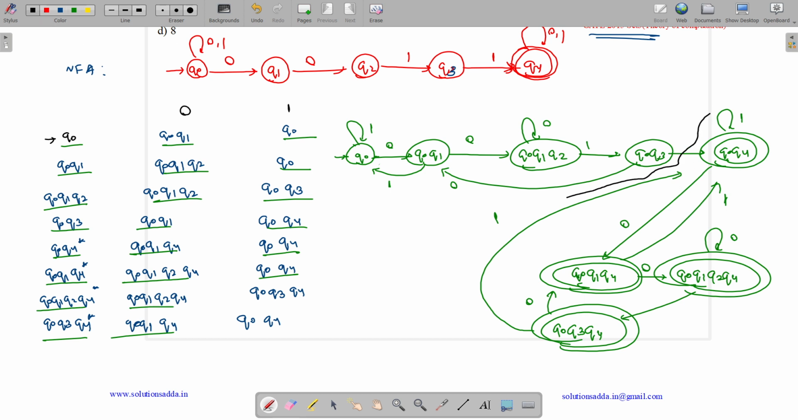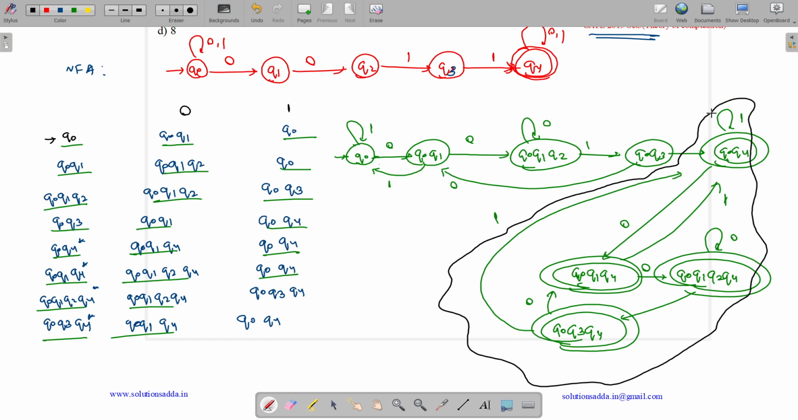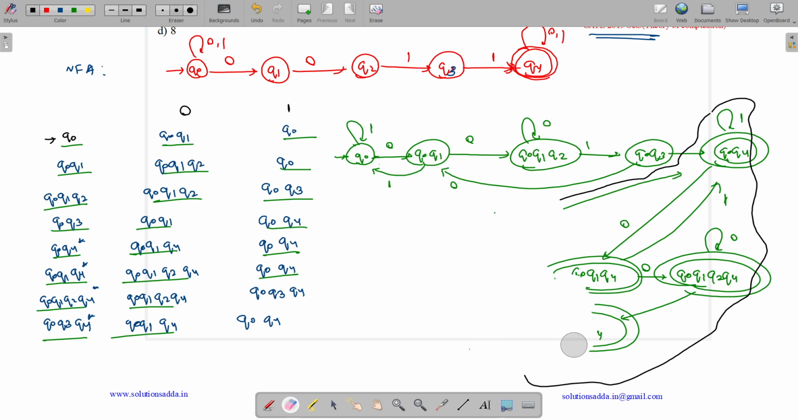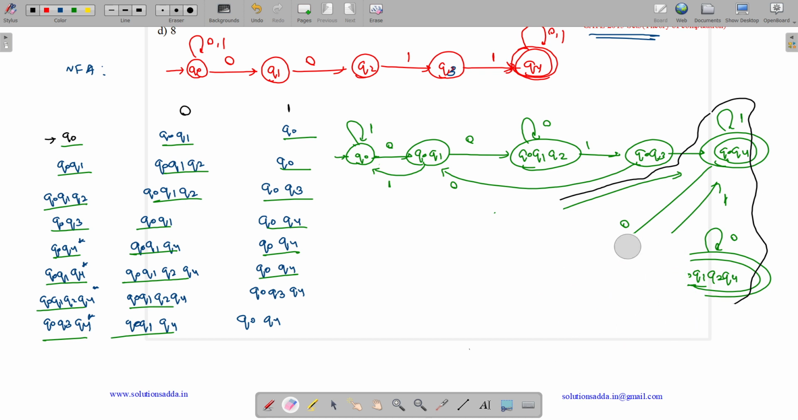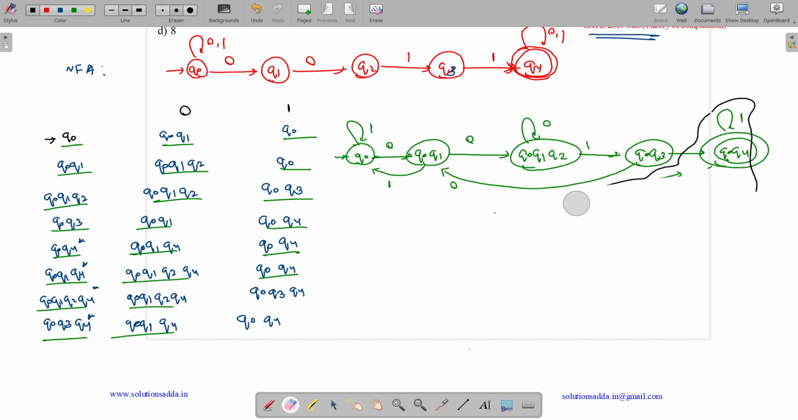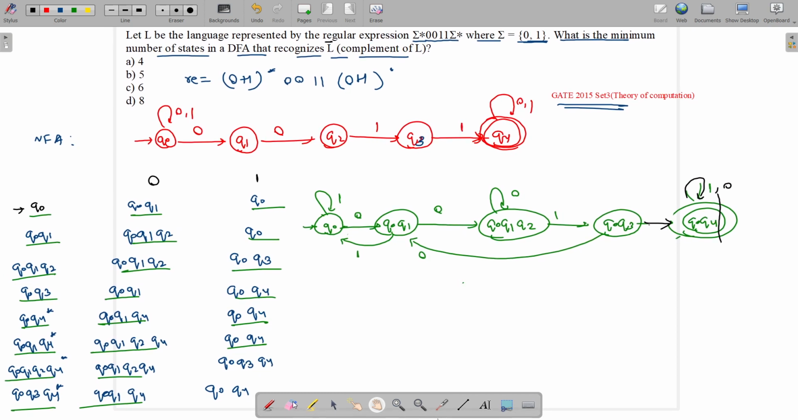Now see carefully. This entire part has nothing but final states looping on themselves, so we can minimize this entire part to a single final state. As here we are just looping in the final states only, we can minimize it. So we will have something like this: on a 1 it loops here, and on a 0 also it loops here. Now this is our DFA for the given question, but the question is asking for the DFA for L complement.